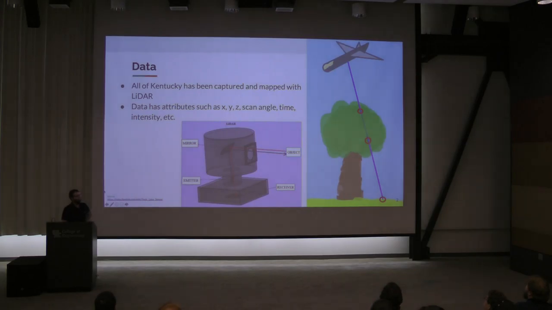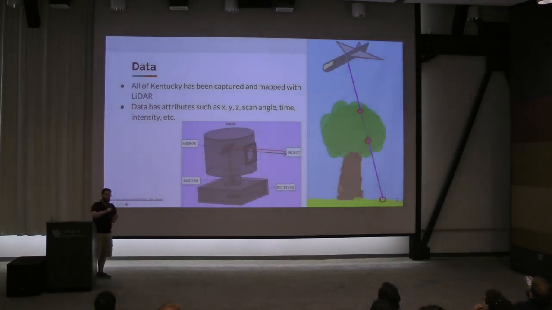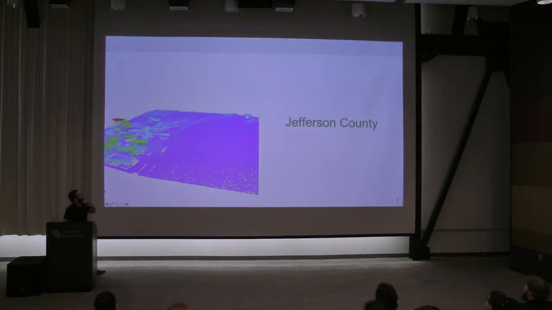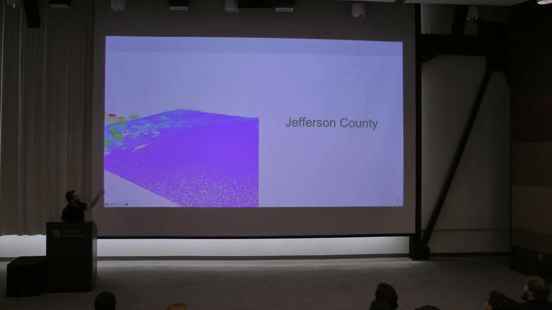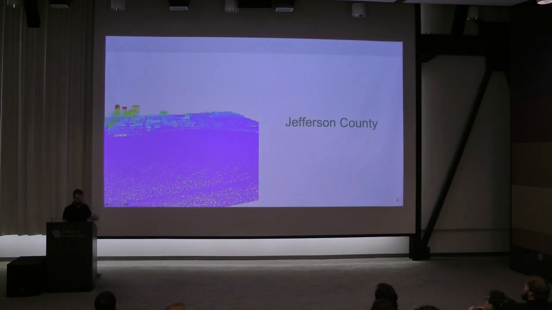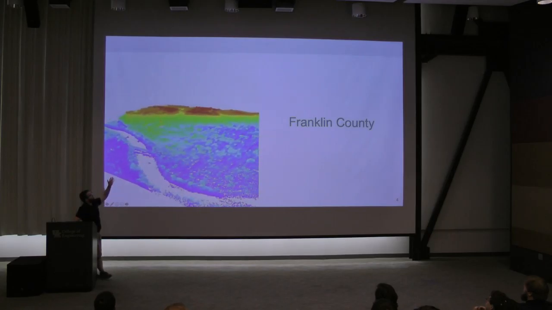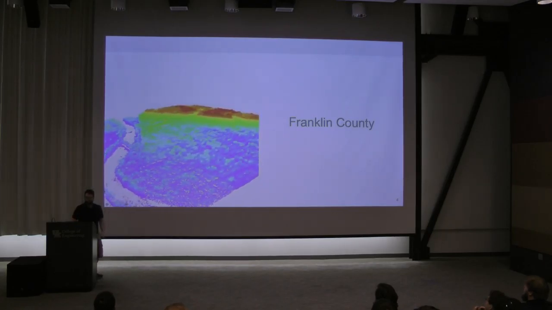So to talk about the data, you basically just shoot a laser and it captures a bunch of points along some sort of scan. And then with that data, you also get a bunch of attributes like the position of the point, which I'll talk about later, how it was scanned, what time, that kind of stuff. So for example, you can visualize it as a point cloud, and so here's the edge of Louisville on the Ohio River, so you can see the giant skyscrapers, or you can see, this one's a little bit harder to tell, but that red spot in the middle is the Capitol building in Frankfort.